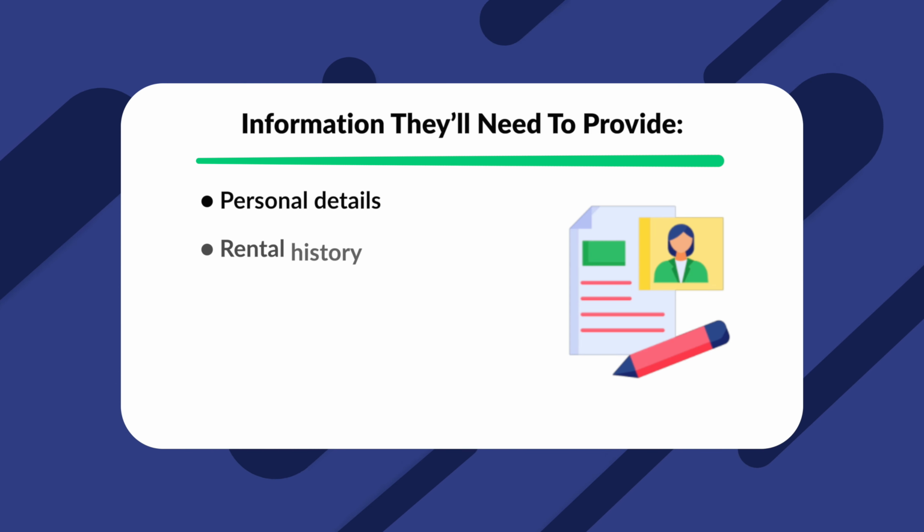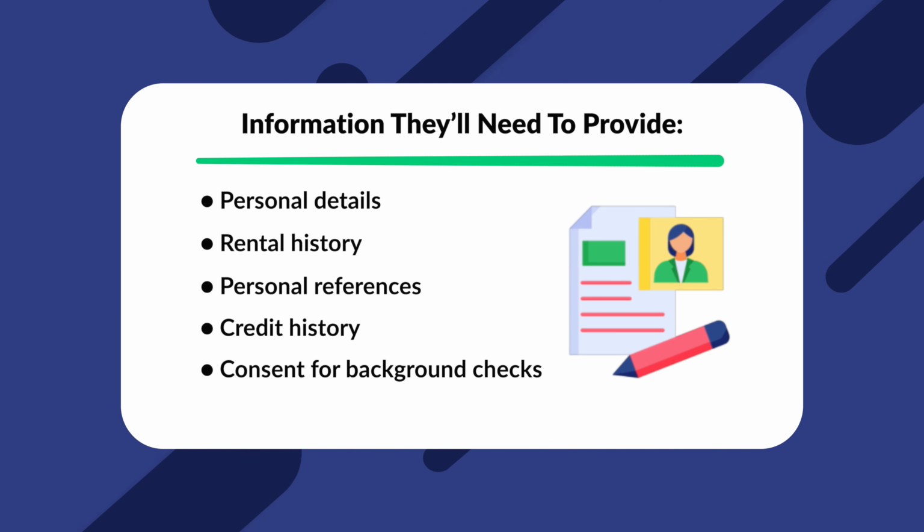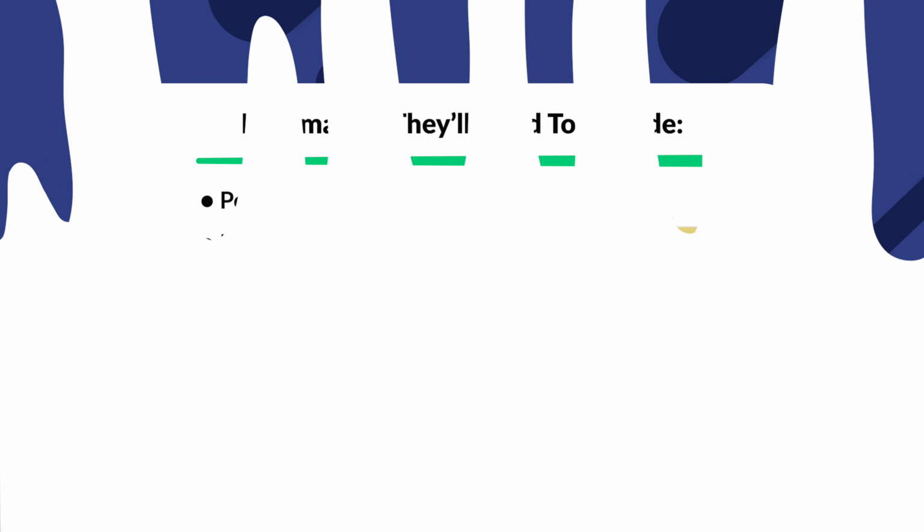As a prospective tenant, the information they'll need to provide includes their personal details, rental history, personal references, credit history, consent for background checks, and income and employment details. Upon a successful application, the Arizona Rental Application Form is followed by the lease agreement.